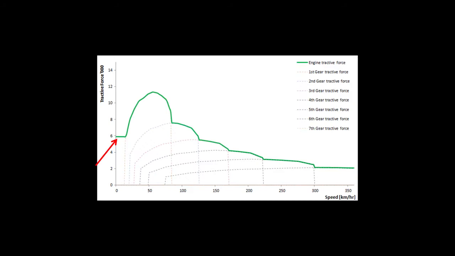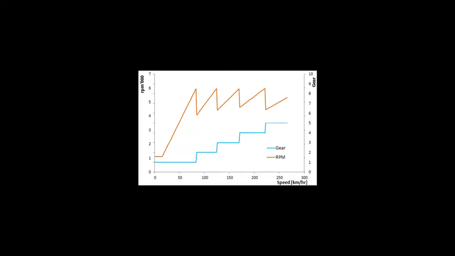Now that we are moving, Wally calculates the tractive force in each gear and then selects the maximum tractive force as the engine tractive force. Whilst it is doing that, it also looks at what gear has that tractive force value and jots it down, giving us our gear and realistic RPM graph with its sawtoothed appearance.